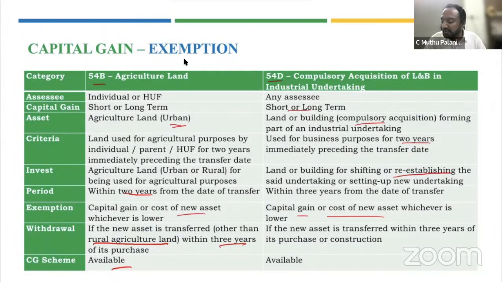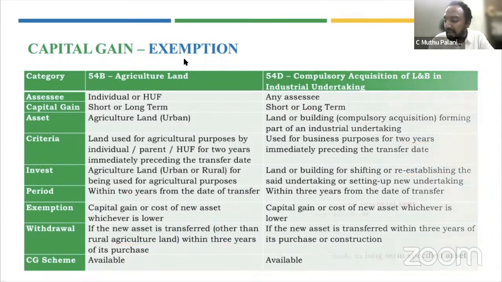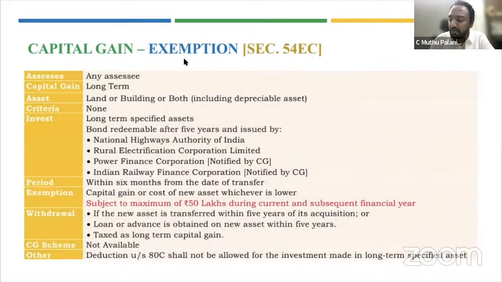If such a new asset, the re-established asset, is transferred within 3 years, the capital gain will be withdrawn. Capital gain scheme is available. So this is also there. The last provision that we'll be seeing is 54EC.